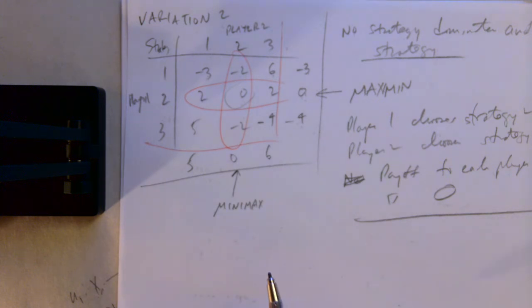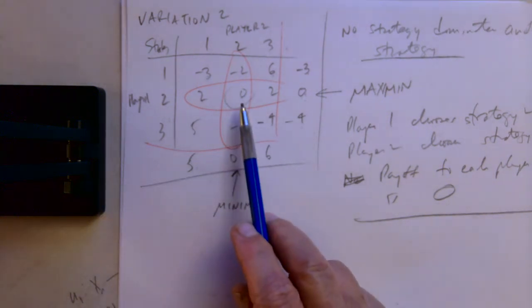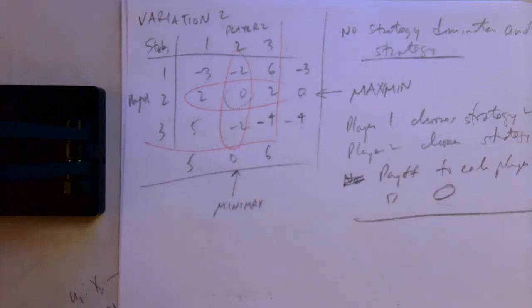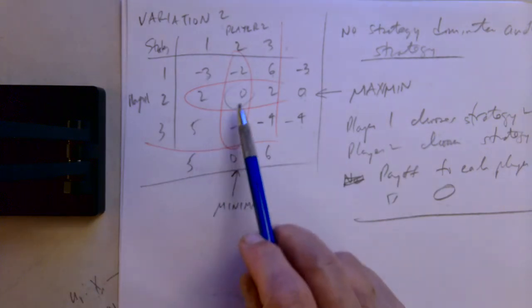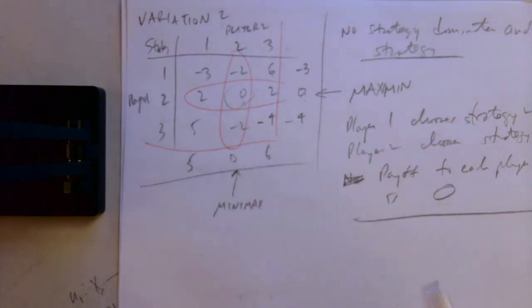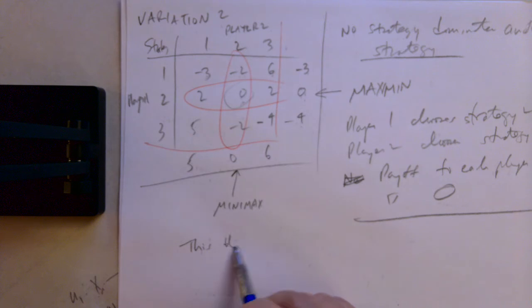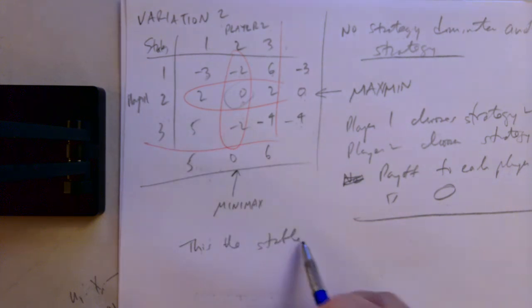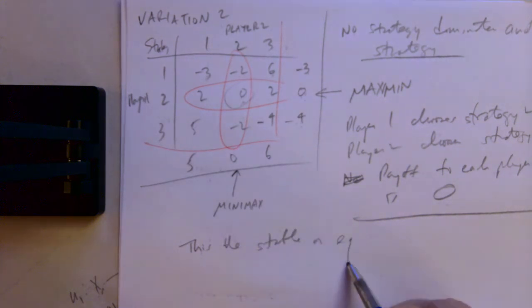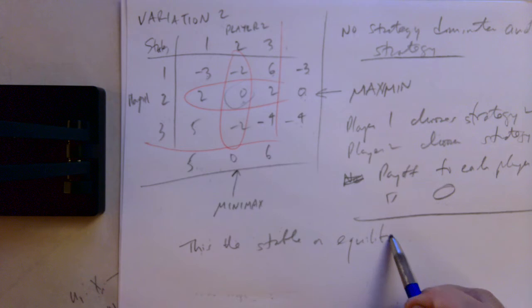So in this case, where they both end up choosing exactly the same, with exactly the same result, this is called a stable game. This is the stable or equilibrium position.